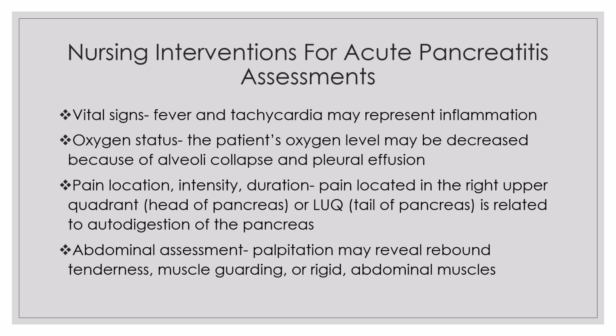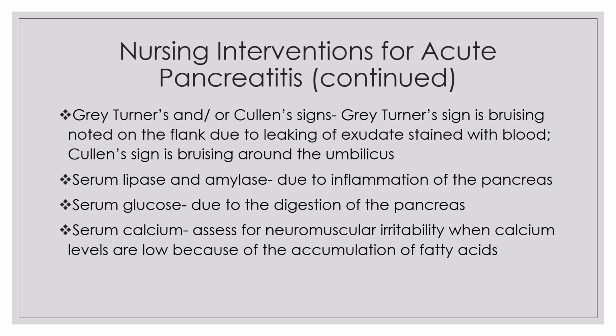Abdominal assessment, palpation may reveal rebound tenderness, muscle guarding, or rigid abdominal muscles. And then Gray Turner's and or Cullen's signs. Again, Gray Turner's sign is bruising noted on the flank due to the leak of exudates stained with blood. Cullen's sign will be the bruising around the umbilicus. Remember, only half of the umbilicus, so it'll look like a C.